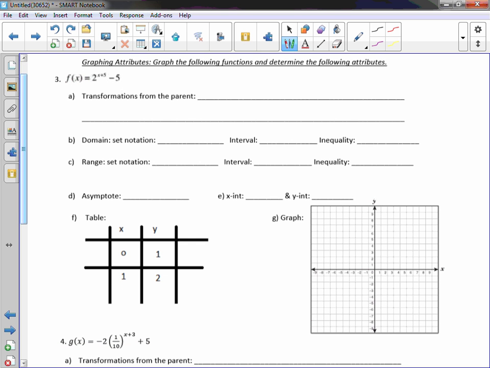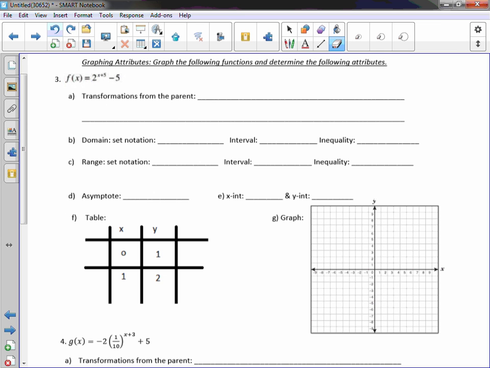So number 3, we're working with exponentials. X is in an exponent. The first thing it's asking for is transformations. We should notice that 2 to the x is a parent function. That's not a transformation, that's our parent function. Just like x squared is a parent function, square root of x is a parent function, and way back in the first semester, we did absolute value of x as a parent function. So that's not a transformation.